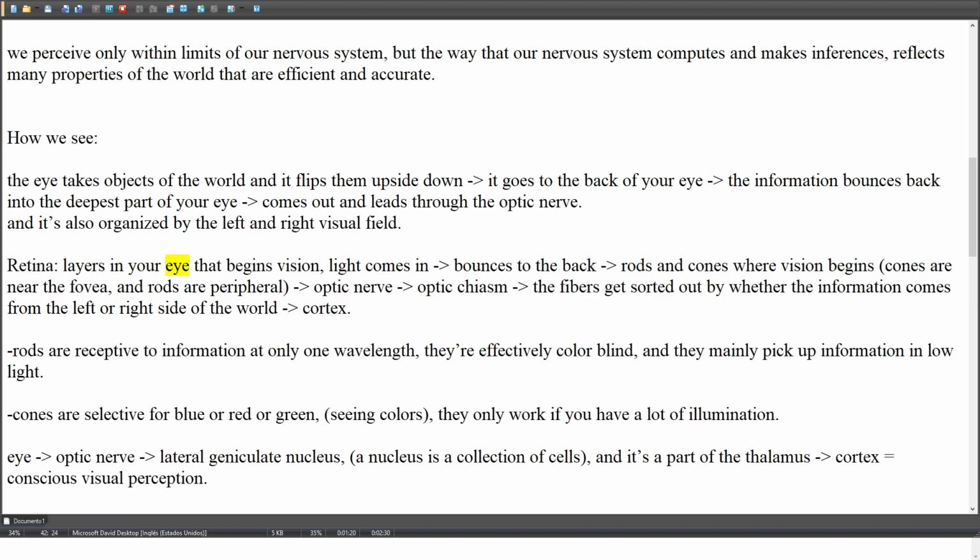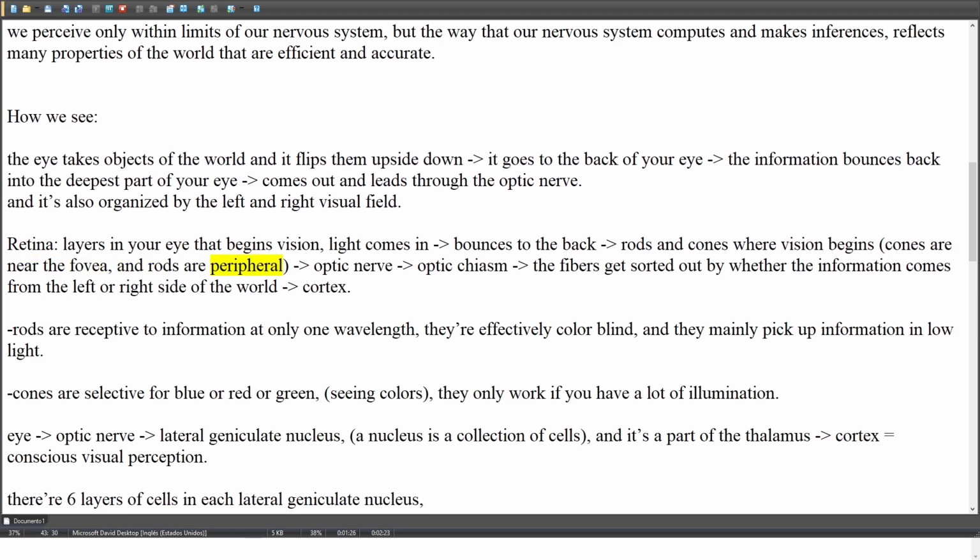Retina, layers in your eye that begin vision. Light comes in, bounces to the back. Rods and cones are where vision begins. Cones are near the fovea, and rods are peripheral. Optic nerve, optic chiasm. The fibers get sorted out by whether the information comes from the left or right side of the world.